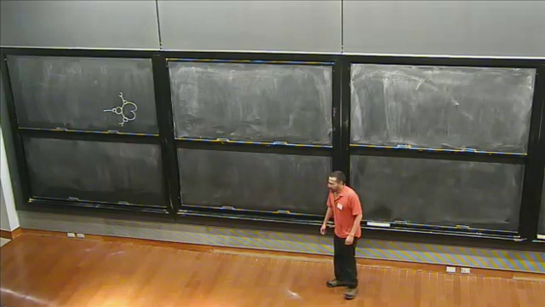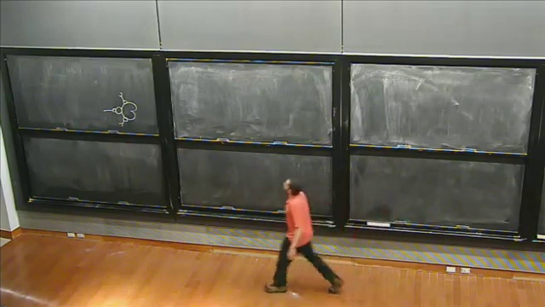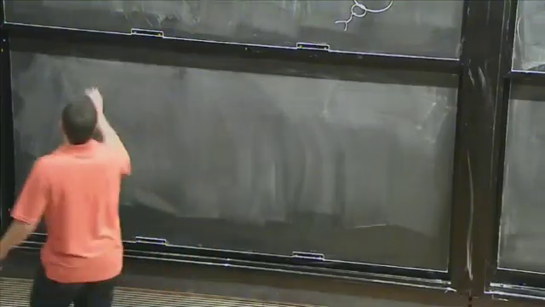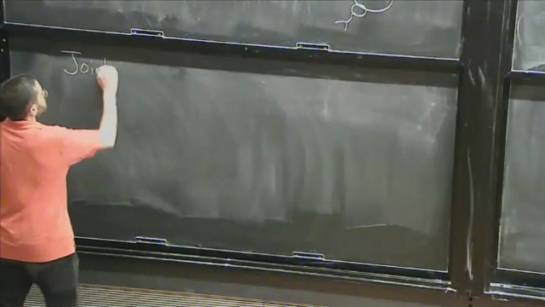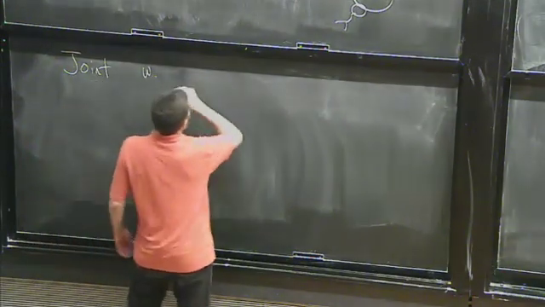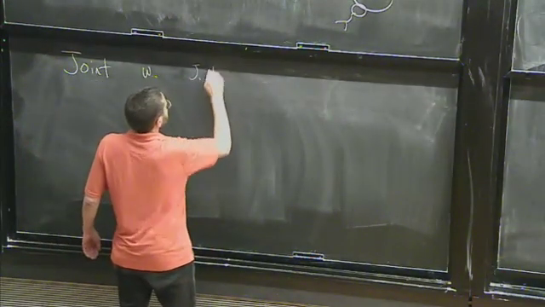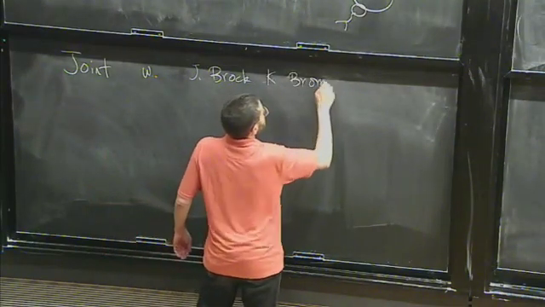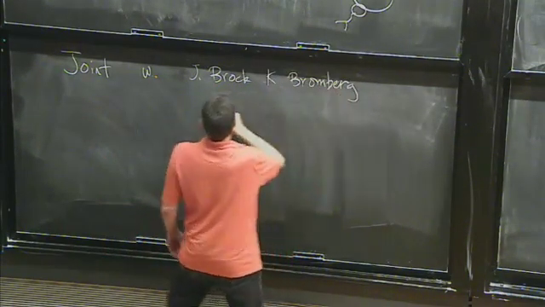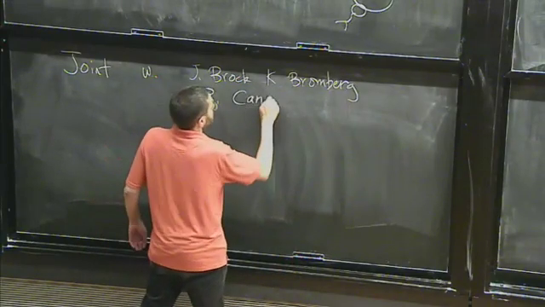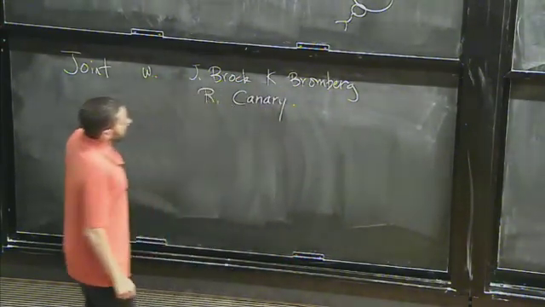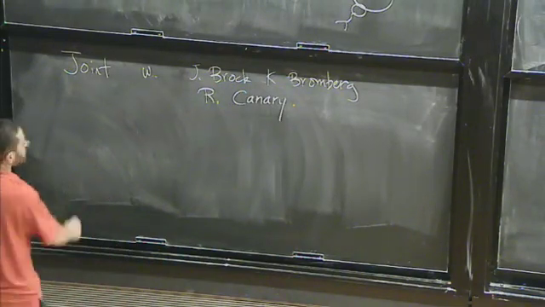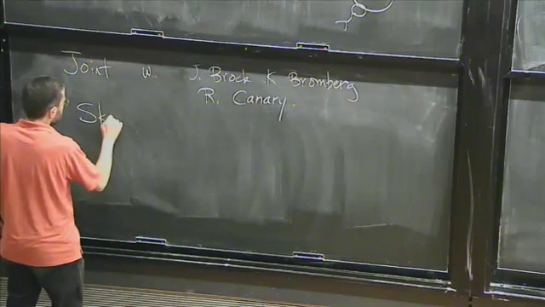Okay, so what I want to talk about today. Can people see this board? It's joint work with Jeff Brock and Ken Bromberg and Dick Canary. And what I want to talk about is kind of an old subject. It's almost an archaeological subject. It's about Thurston's skinning map.